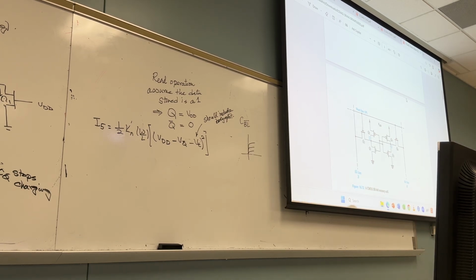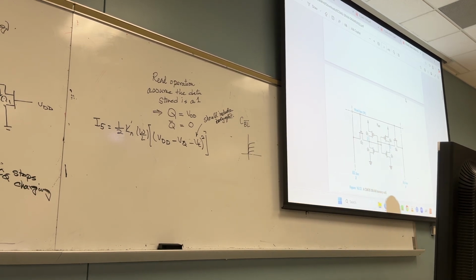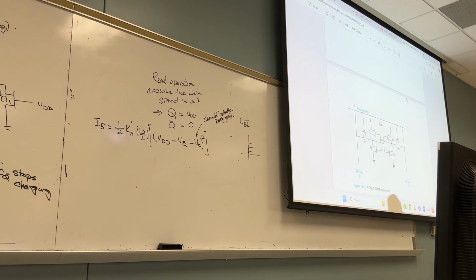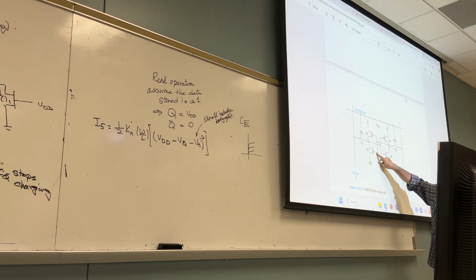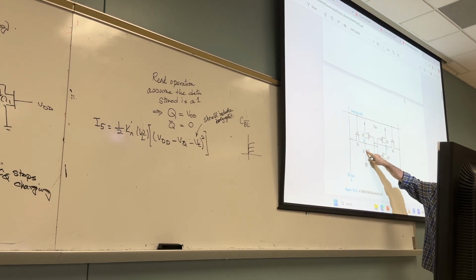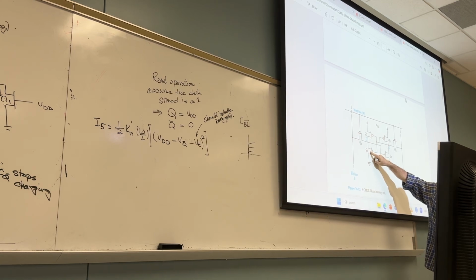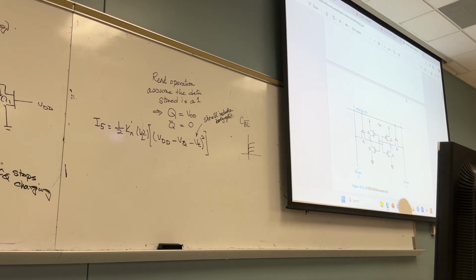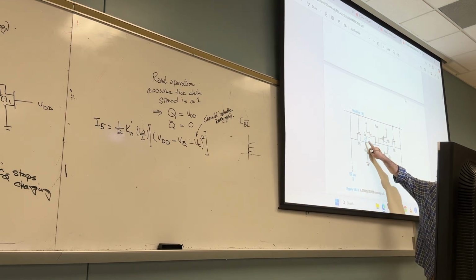Wouldn't Q bar be grounded because Q1 is on? Q bar is charging, but Q1 is grounded. It's on, and that's Q, this one, which means this one is on. So wouldn't Q bar be grounded through that one? It's in the triode mode. It's not in the saturation mode. It's in the triode mode. What do you mean on? Like it's conducting, Q1.